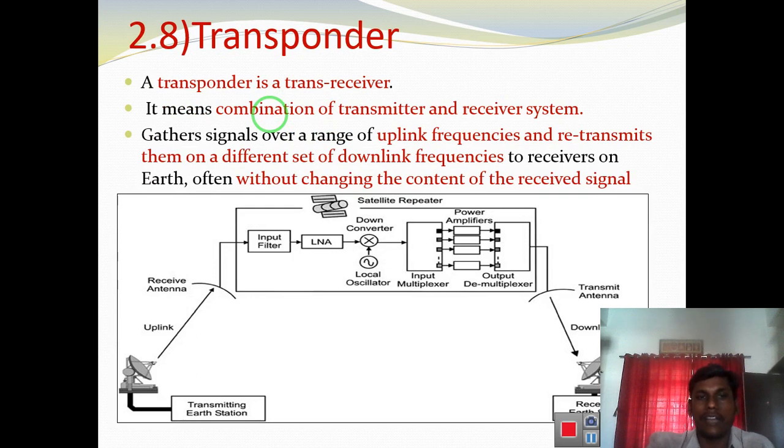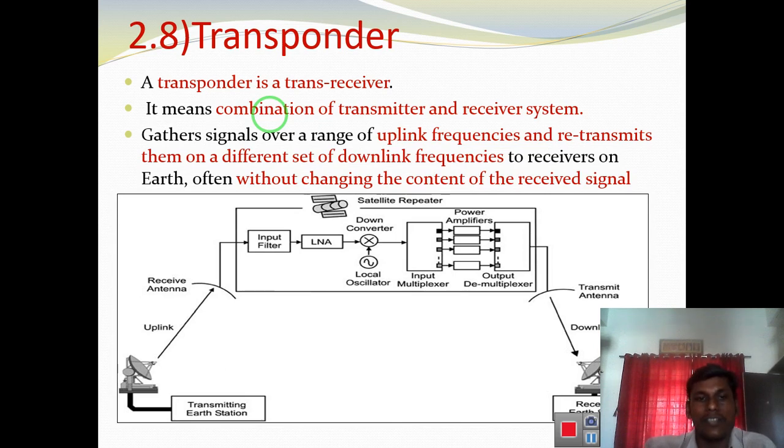And finally, the transponder. This system has the transmitter as well as the receiver antenna, which collects information from the earth station as well as transmits information to the earth station. So both ways it is going to act. Both the transmitter and receiver units are available in the transponder itself.